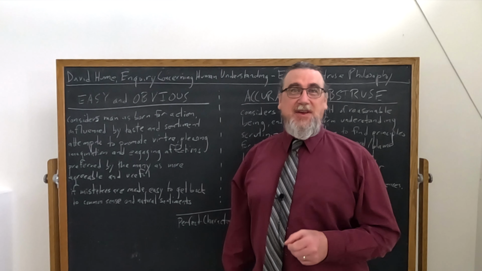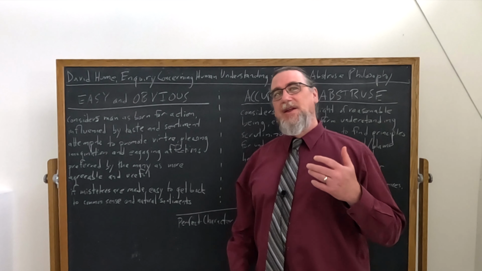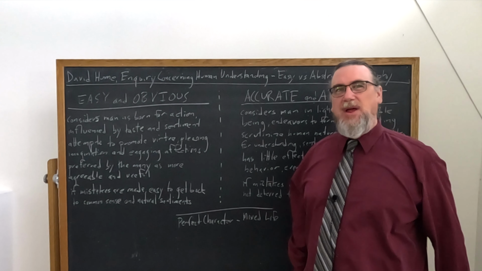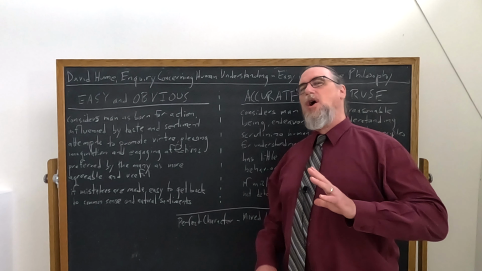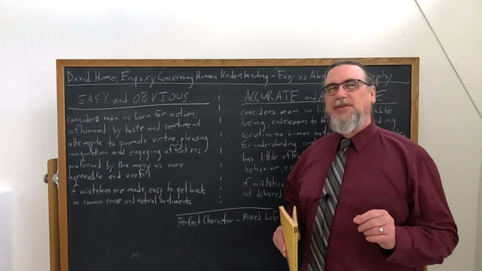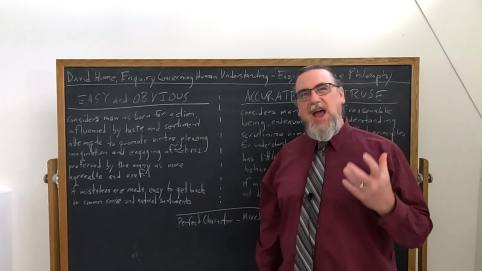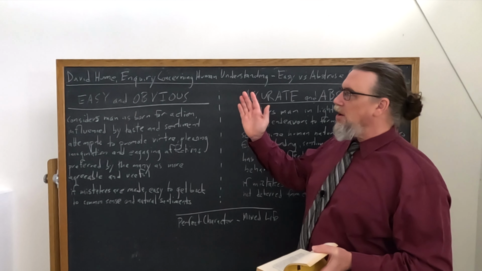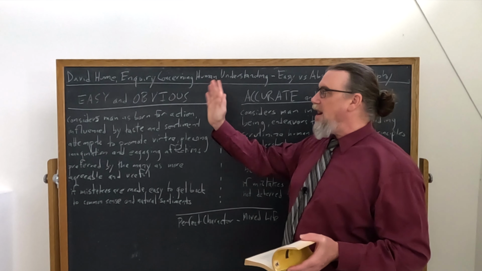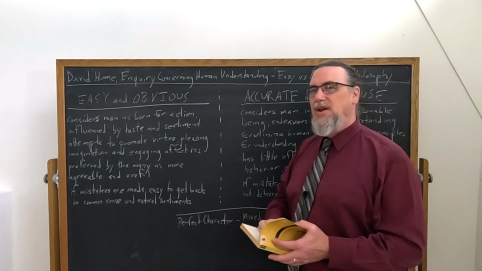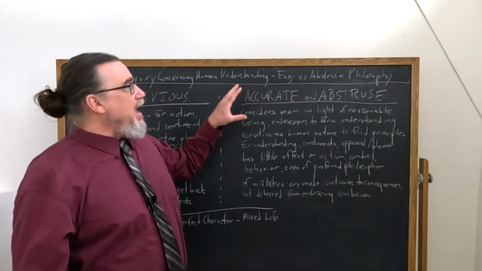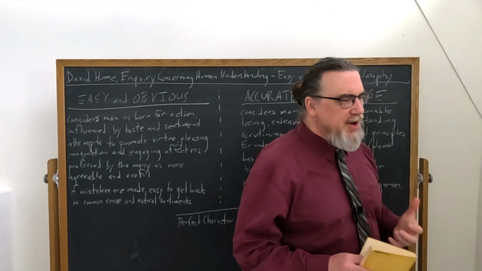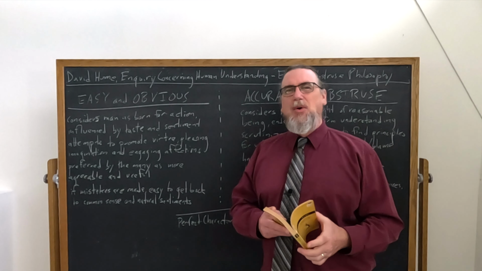David Hume begins his Enquiry Concerning Human Understanding in section 1 by drawing a distinction, which he's going to elaborate at length, between what we could call a popular kind of philosophy and a more technical kind of philosophy. The terms that he tends to use are easy and obvious, which comes up a little bit later in the text, and accurate and abstruse. And so what is the difference between these modes of philosophy?